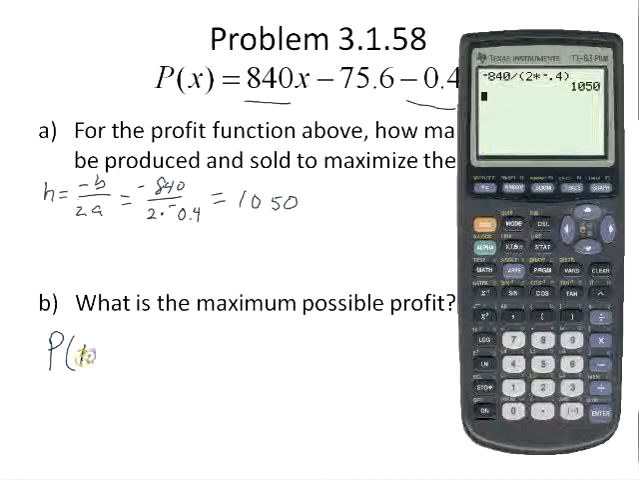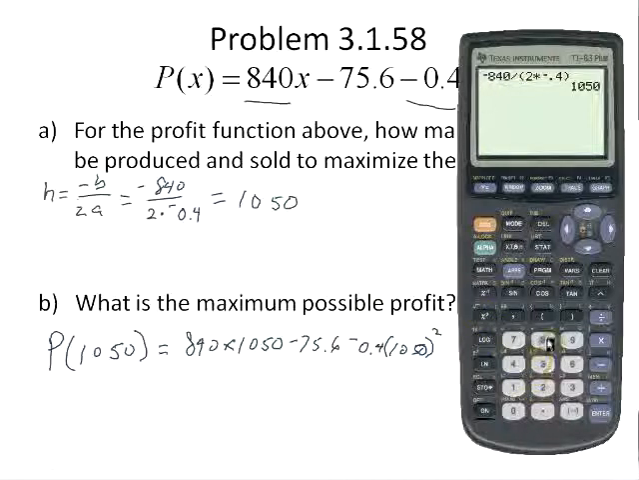So what we're in essence figuring out is this profit at that 1,050. And if we would write this out, we're going to have 840 times the 1,050 minus 75.6 and minus 0.4 times the 1,050 squared. Again, I'm not going to try to do this by hand. Let's just use our calculator to compute this.